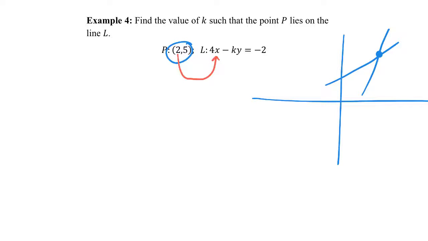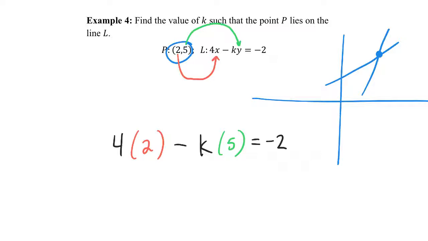Therefore, we can plug in for corresponding x and y values and then solve for k. If that point is on the line, this equation should be true, so therefore we can solve for k. Becomes 4 times 2 minus k times 5 equal to negative 2. I'm using the color system here so we can see what I'm doing. Y is in green, x is in red, I'm plugging in correspondingly, and this is a simple equation to solve. Subtract the 8 makes that negative 10, right? And then divide by negative 5 makes k equal to positive 2.